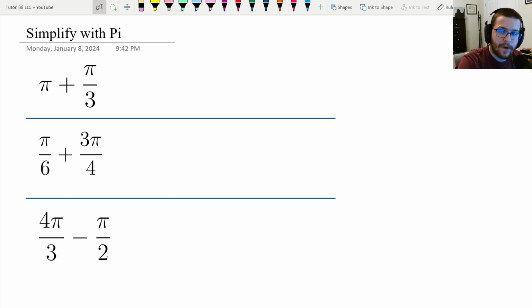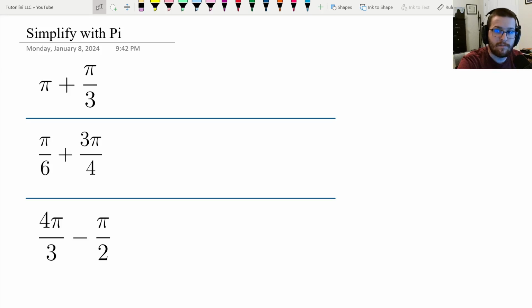All right, another very useful thing that the scientific calculator can do for the DSAT is simplify with pi. So it can do the fraction math for you while retaining the pi, which the DSAT often wants. They often want the exact answer in terms of pi. They don't want a decimal. So take a second to copy down these examples.